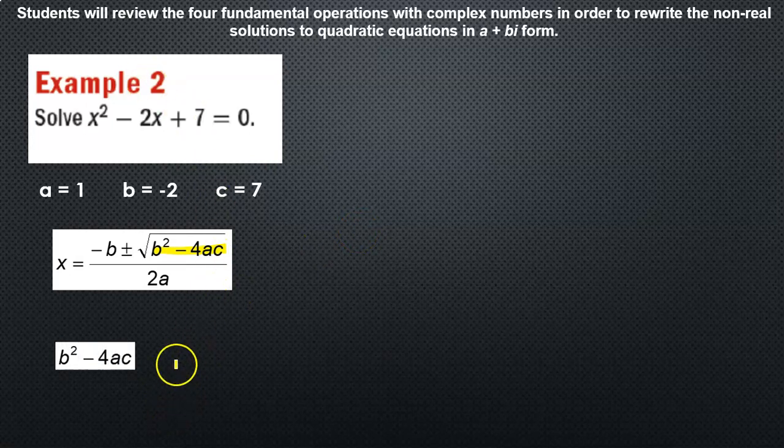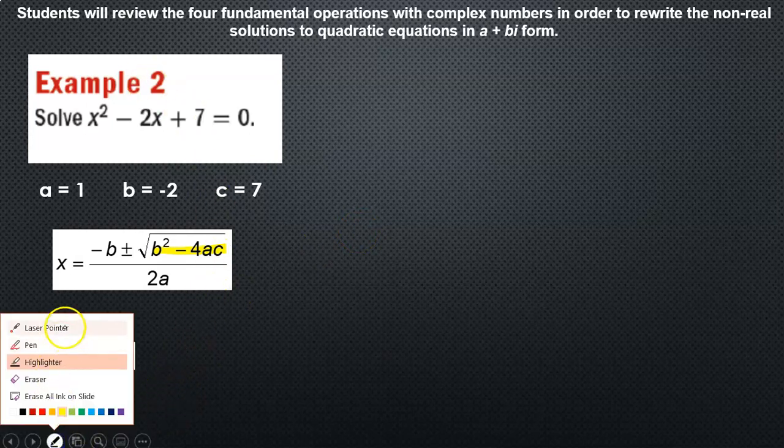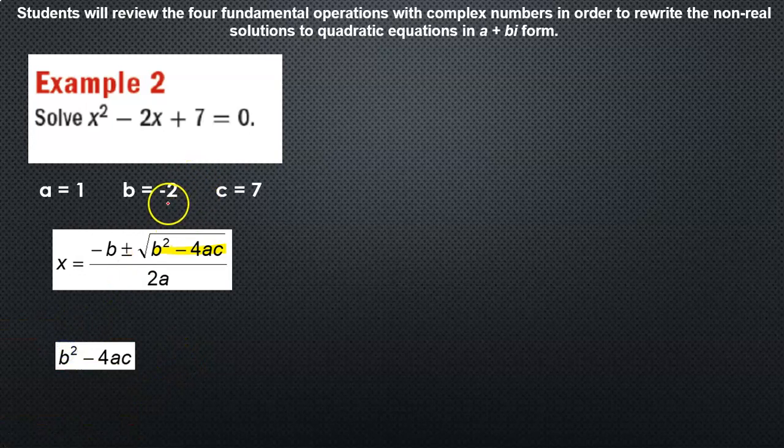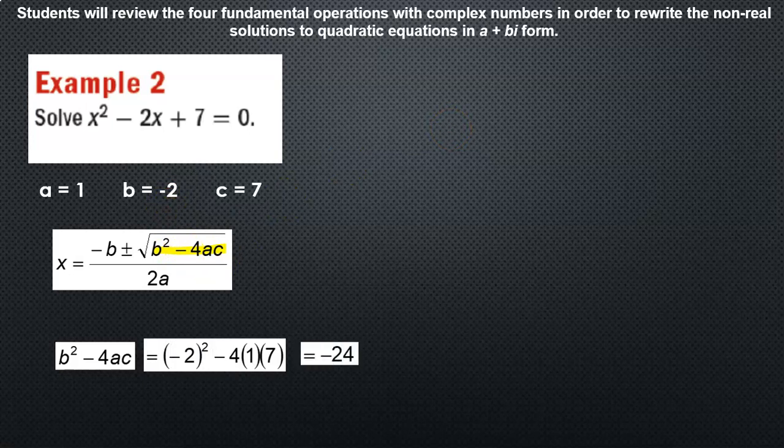So I'm going to do the b squared minus 4ac. For us, that's going to be negative 2 squared minus 4 times 1 times 7. So that's 4 minus 28, which is negative 24. Since that's negative, since my discriminant is less than 0, that means I have no real zeros. So all of my zeros are going to be complex.